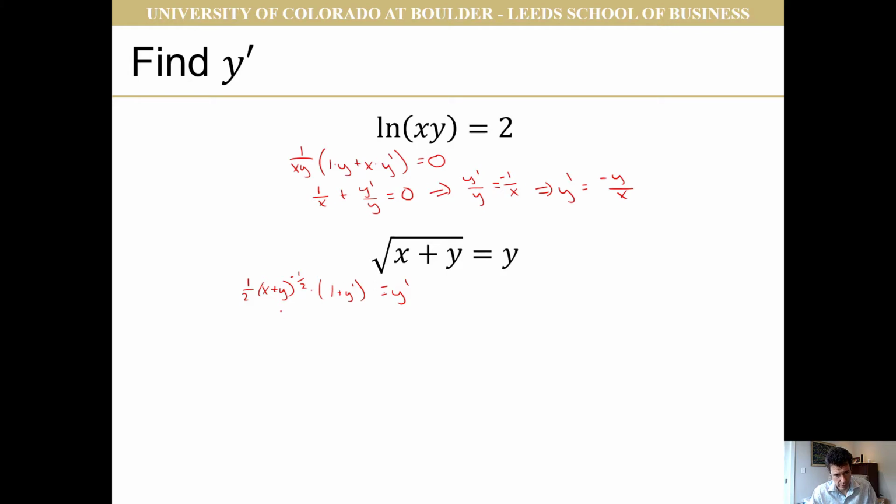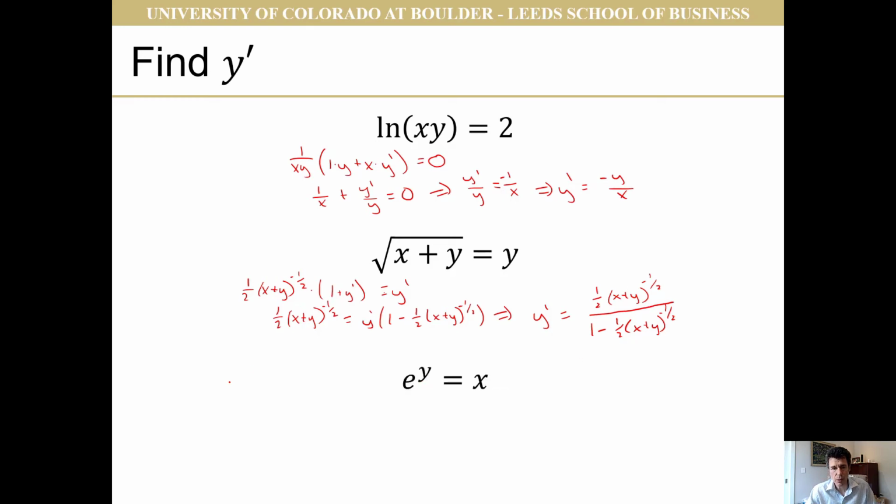We've got 1 half x plus y to the negative 1 half equals y prime times 1 minus, right, this term, 1 half x plus y to the negative 1 half, which means that y prime equals 1 half x plus y to the negative 1 half divided by 1 minus 1 half x plus y to the negative 1 half. Now, of course, you could do a little bit of simplification, multiply top and bottom by, say, x plus y to the half, and we'll get rid of some of these negative exponents, but we don't need to.